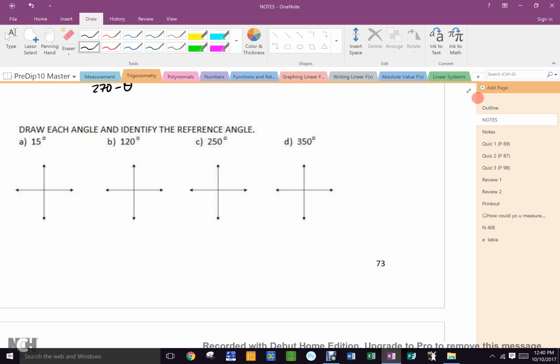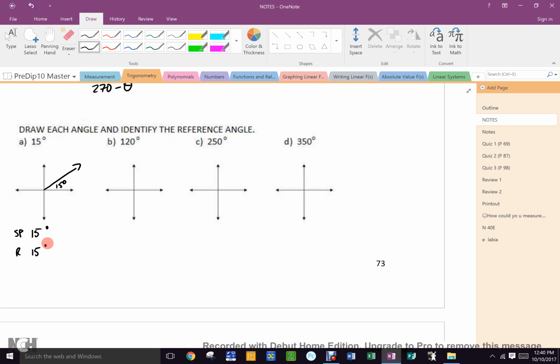Draw each angle and identify the reference angle. Where would 15 be? In the first one, right here. There's the 15. So what's the reference angle? 15 is in standard position, and our reference angle is 15. Everyone understand? I'm not going to the next one until everybody understands.